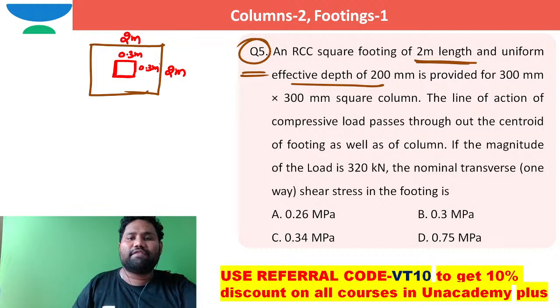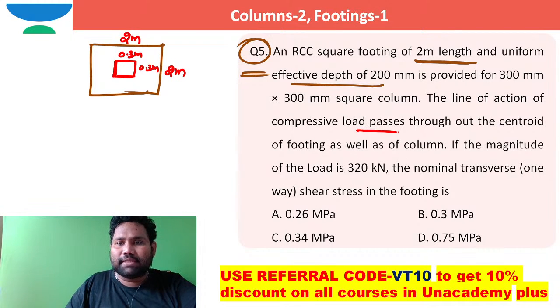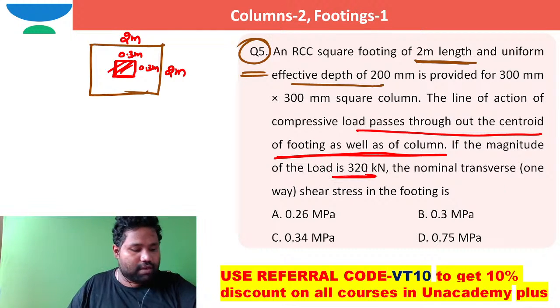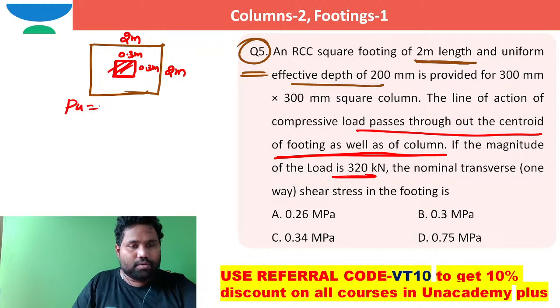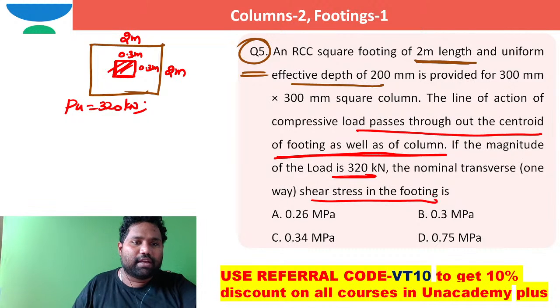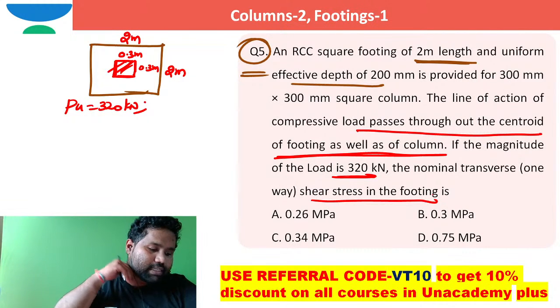The line of action of the compression load passes through the centroid of the footing as well as of the column. The line of action passes through the footing and through the CG of the column also. If the magnitude of the load PU is 320 kilonewton, find the nominal transverse one-way shear stress in the footing.